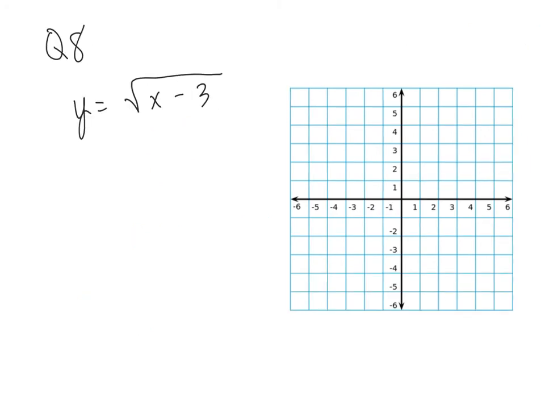We're going to do question 8 the same way. Figure out where our point is on the x-axis, set that equal to 0. Add 3 to both sides. X equals 3, so our point is at x equals 3.